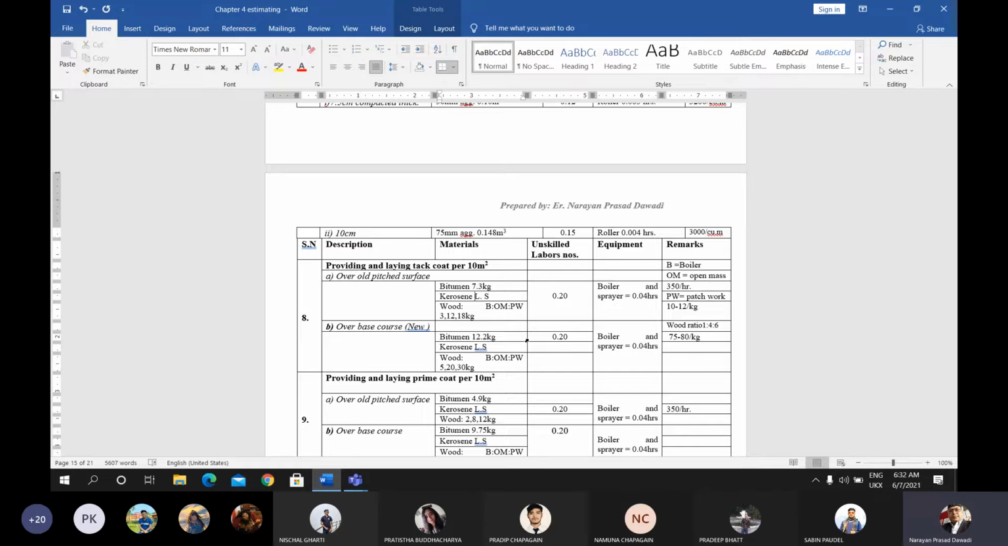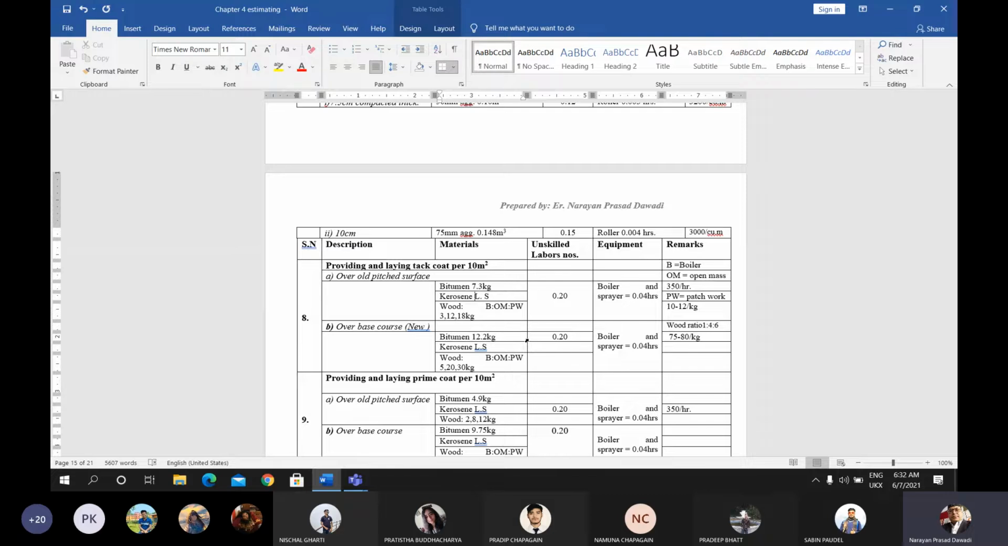Generally the wood is considered for the boiler and open mass, or boiler or patchwork. This may be used here. And the 3 woods are not used at a time. Either boiler or open mass, or either boiler or patchwork can be used.